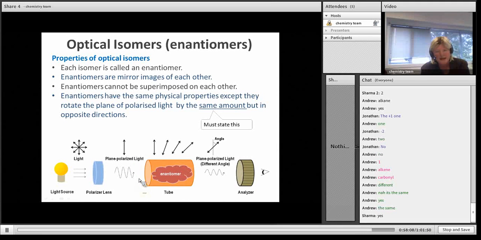Okay, and as it passes through a solution of an enantiomer, that light gets turned more and more. So the longer the tube, the more it turns the light. Whenever we quote by how much it turns the light, we always have to give the concentration and the length of the tube. It's normally always 10 centimeters. So it vibrates, and then the analyzer looks at the angle in which it has been turned.